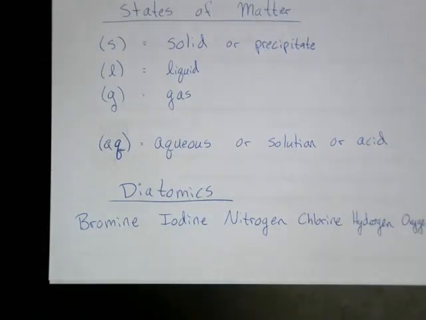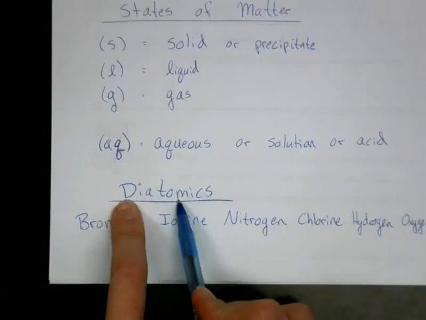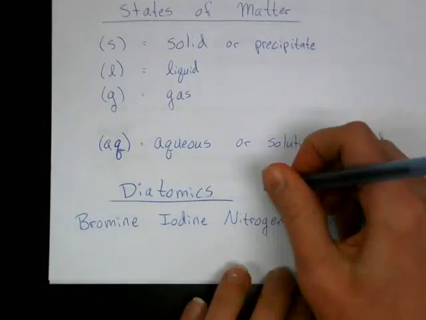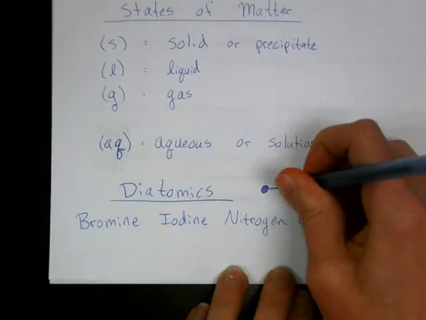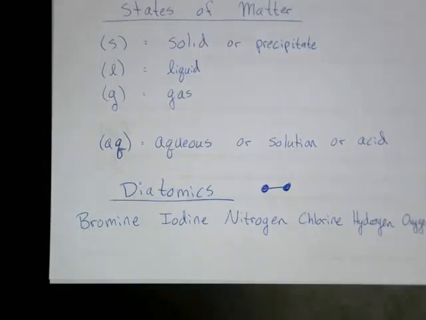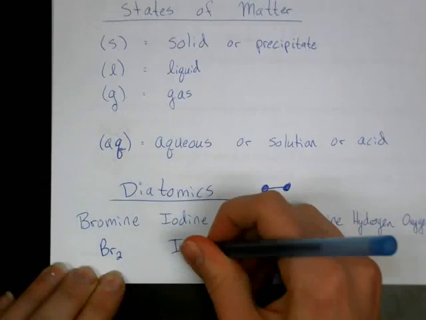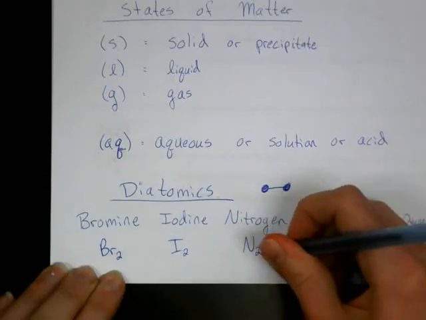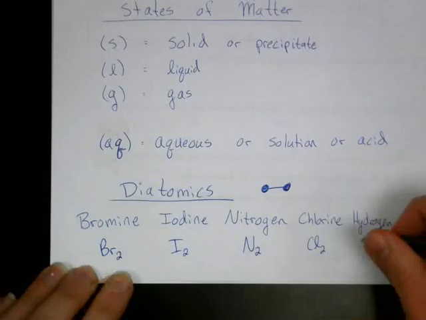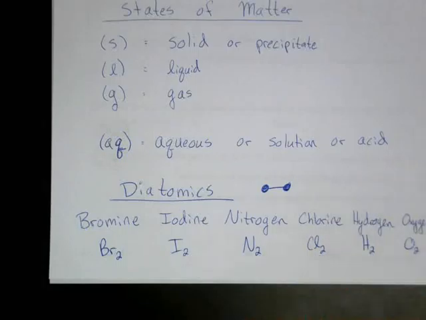We also have to keep in mind our diatomics. There are 7 elements that are diatomic. What does diatomic mean? Di means 2, atomic means atoms. So with our diatomics, we have 2 atoms that are bonded together. They don't just occur as one individual atom; in their natural state, they always come as a pair. So bromine would be written as Br2, iodine as I2, nitrogen as N2, chlorine is Cl2, hydrogen by itself is H2, oxygen, and fluorine.